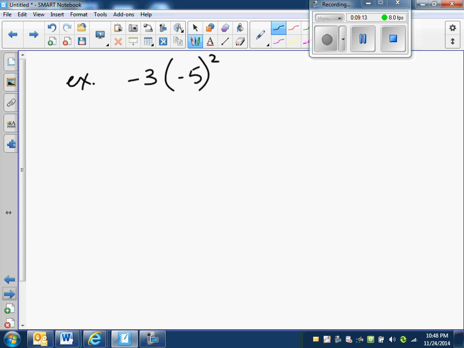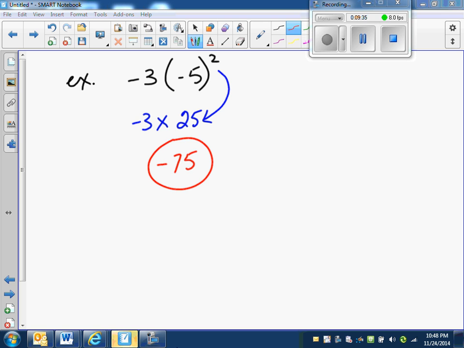First, before we multiply by -3, we must get rid of this. So -5 times -5 gives you 25, and that's multiplied by -3. And so then as a final answer, you're going to end up with -75.